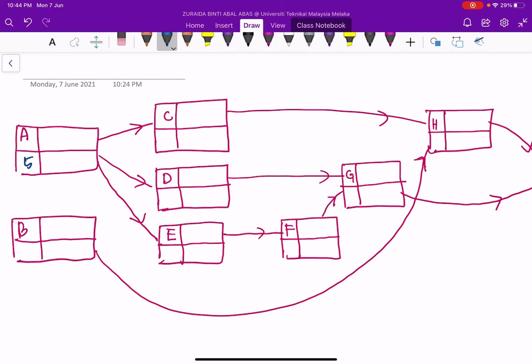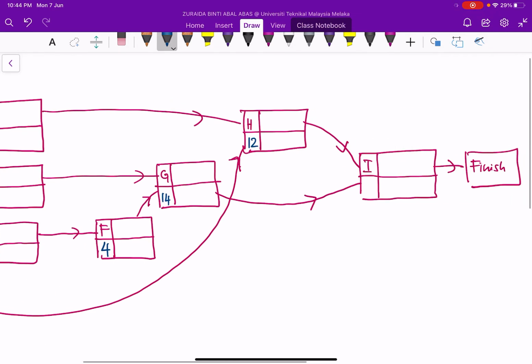Activity B, duration is 6. Activity C, duration is 4. Activity D, duration is 3. For E, the duration is 1. F, duration is 4. G, duration is 14. H, duration is 12. And then I, the duration is 2.